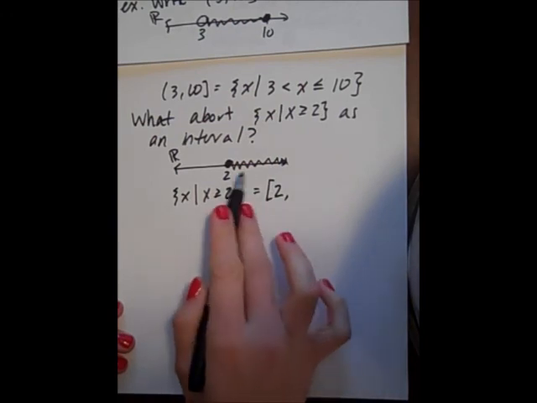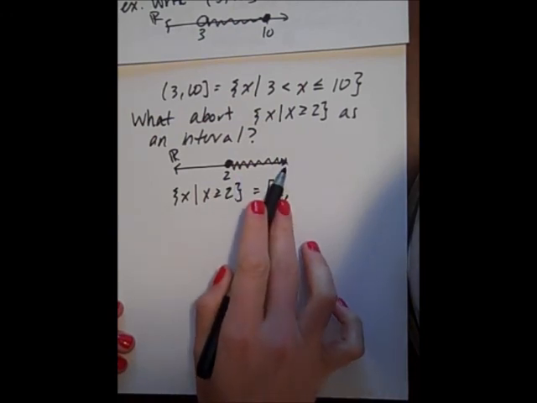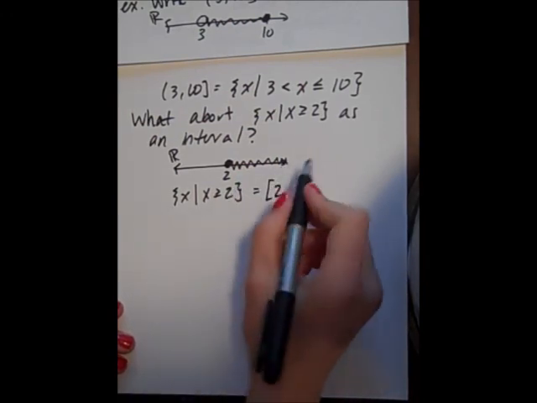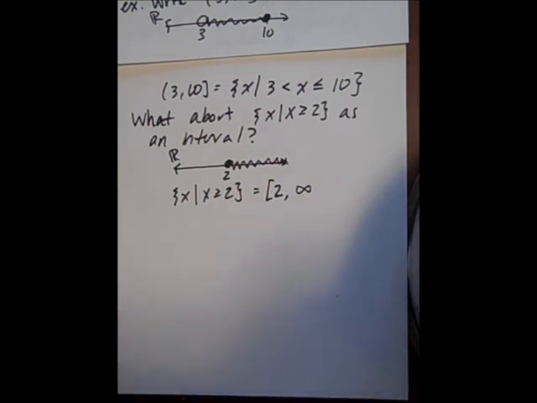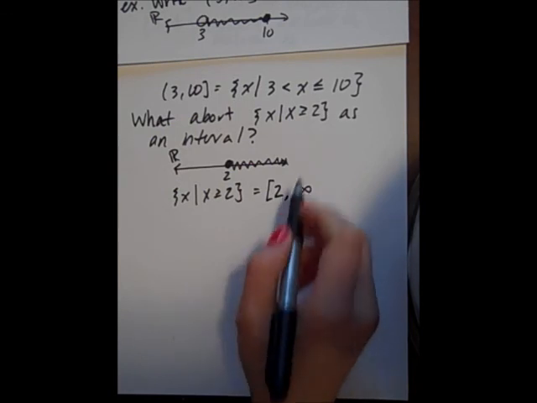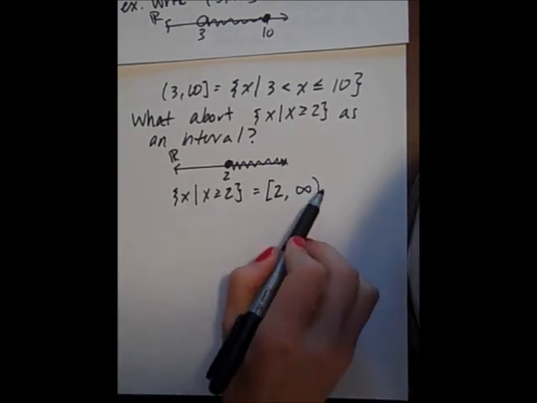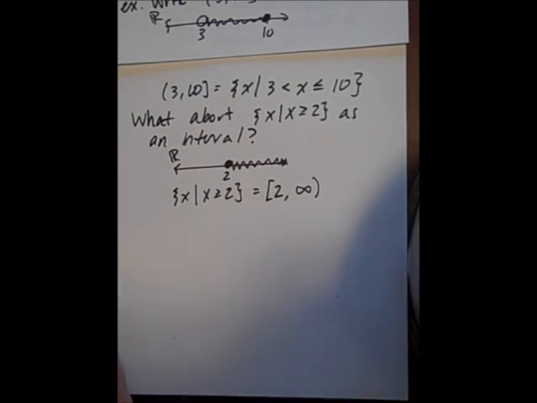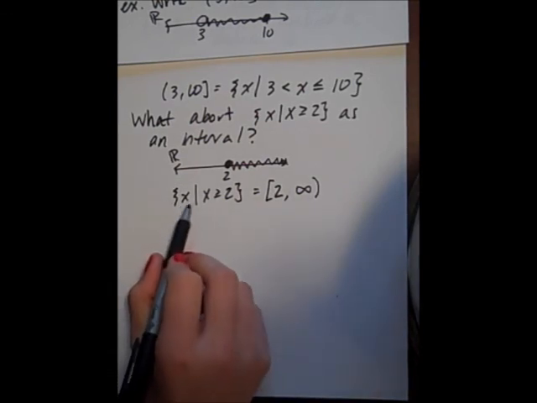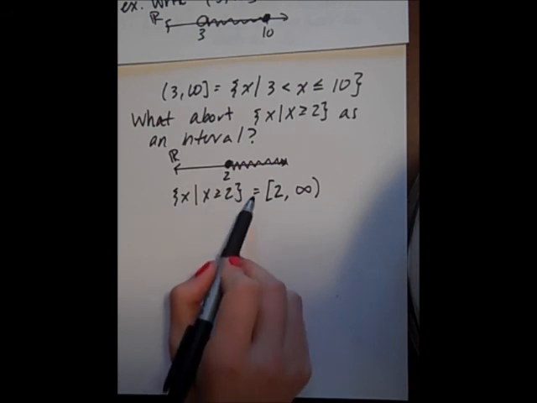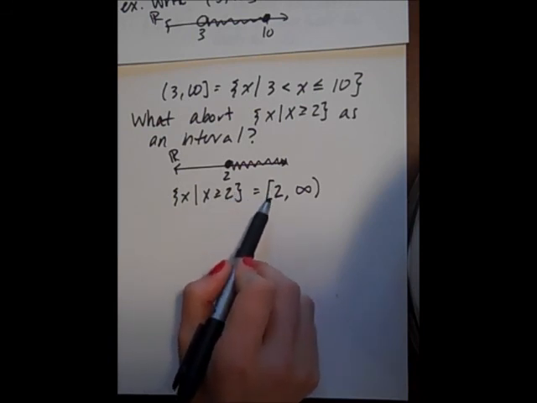Now what's my rightmost point? Well, I don't have one. So whenever you don't have a rightmost point, you're going to say infinity. Now can I ever be equal to infinity? No, never. Infinity is an idea, it's not a number. So infinity is always going to have parentheses, never a bracket. So the set of all x such that x is greater than or equal to 2 is the same thing as closed bracket 2 to infinity.